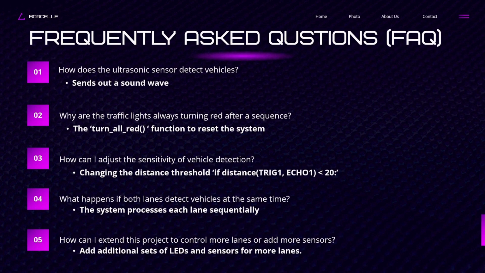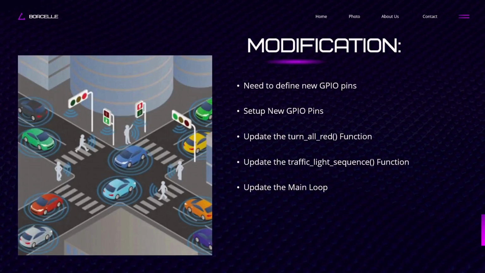And this last question brings us to the modification part. In this part, we can add other features to this smart traffic light system by adding another lane or more. First of all, we need to define new GPIO pins for the LEDs and ultrasonic sensor for the new lane. These pins are used to control the LEDs, which are red, yellow and green, and read signals from the ultrasonic sensor.